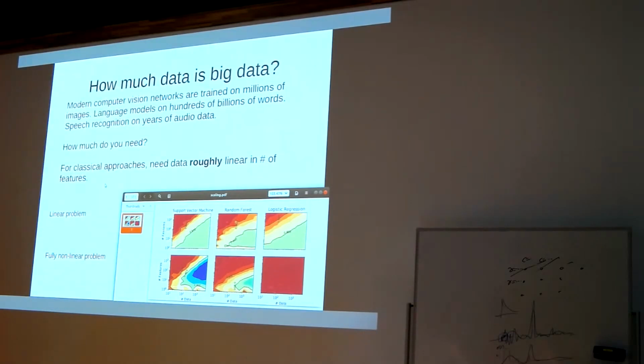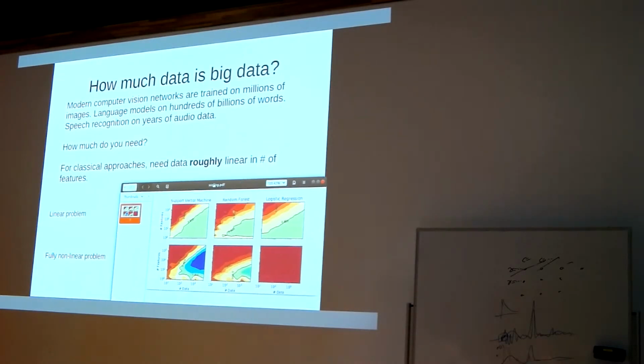So the big concern when starting a project beyond is it well posed? Do you have enough data to actually do anything? And I guess this is a really huge subject, and each individual case probably deserves its own consideration, but at least for the classical approaches, roughly speaking, you need data linear in the number of features.